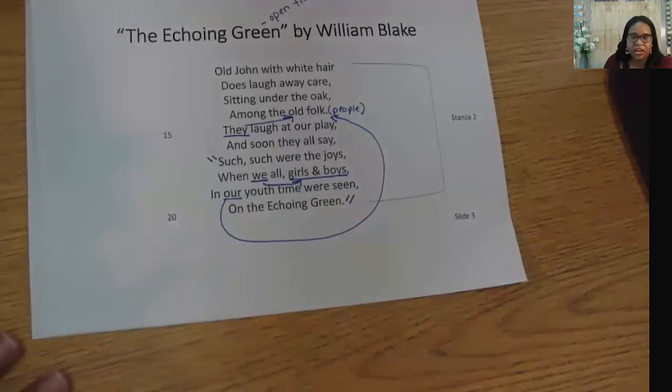We have thought about the characters. Now let's think about the setting of the poem. There are lots of clues about the setting, the time and the place of the poem. I want you to reread the first stanza out loud to yourself.